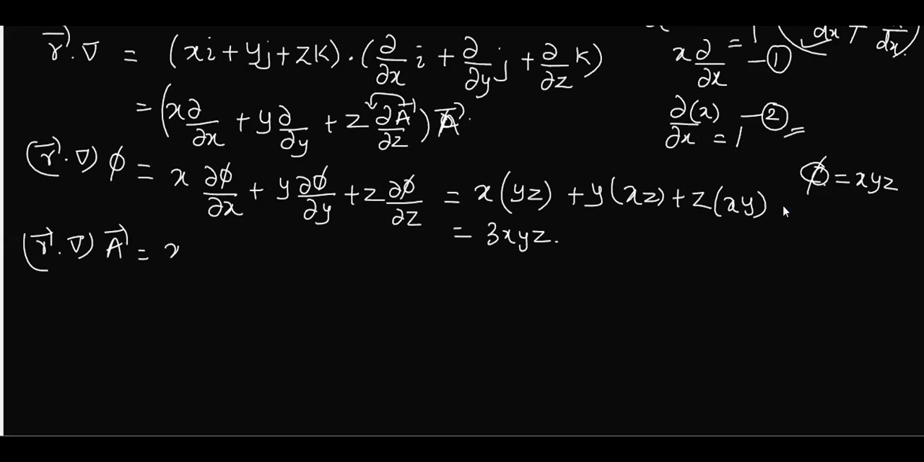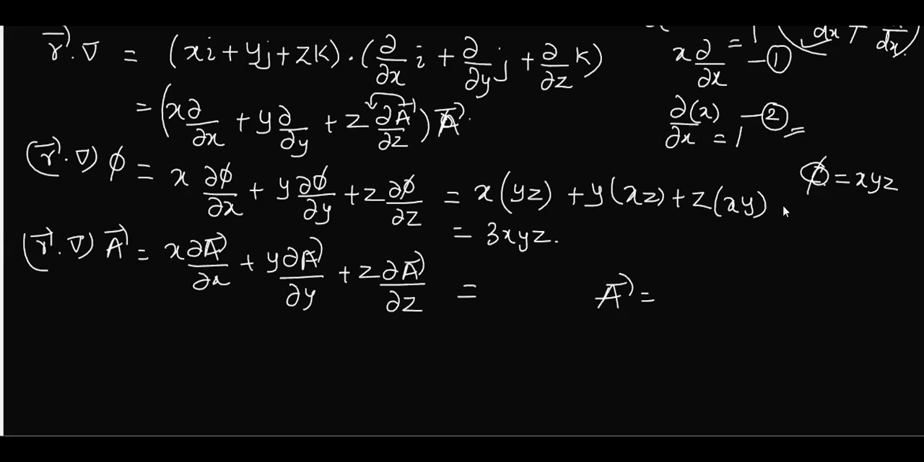So what is this? x dou A by dou x, y dou A by dou y, and z dou A by dou z. Correct with the definition? Now A is again the same: x square i plus y square j plus z square k. If I substitute, can you tell me the derivative of this whole A bar with respect to x? It is 2xi plus 0 plus 0. So altogether 2xi, isn't it?